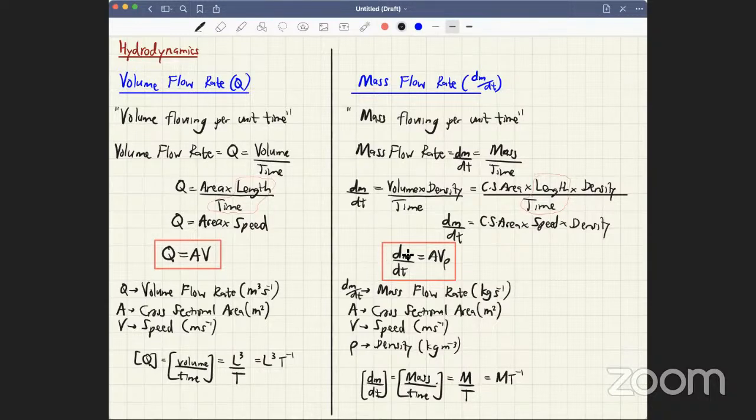Both the equations are going to be important. I'm not going to say which is more important. Both are equally important. We will be using this for certain questions, and we'll be using that for certain questions. Good.